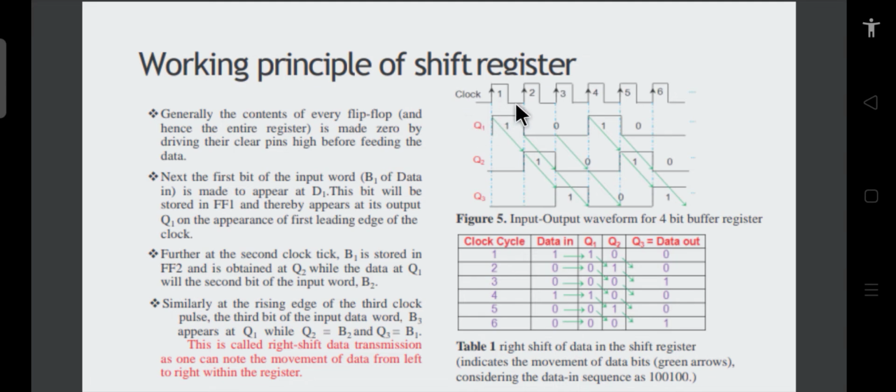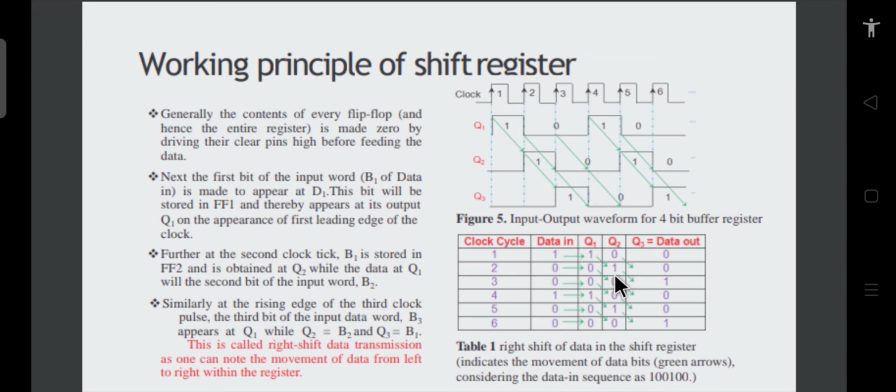Then when the second clock pulse occurs, this data is transferred to the second flip flop. Similarly, when the third clock edge appears, Q1 will get transferred to Q3. So you can see that on the appearance of each clock edge, the data moves from Q1 to Q3.